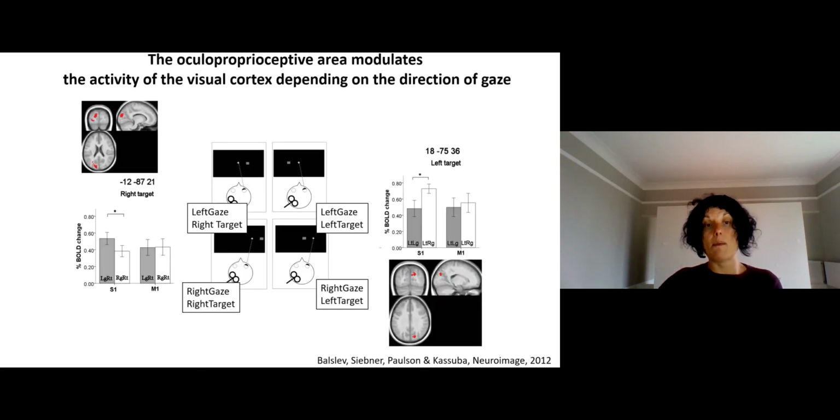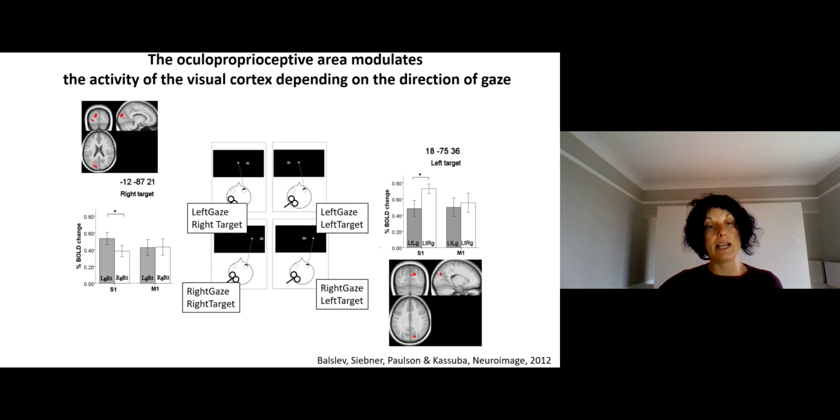Furthermore, we looked at brain areas where the application of transcranial magnetic stimulation in the somatosensory cortex was changing. In this study, we scanned the participants before and after transcranial magnetic stimulation over the somatosensory cortex. There were 4 behavioral conditions, as you can see here, the gaze either to the left or to the right, and the target either to the left or to the right.